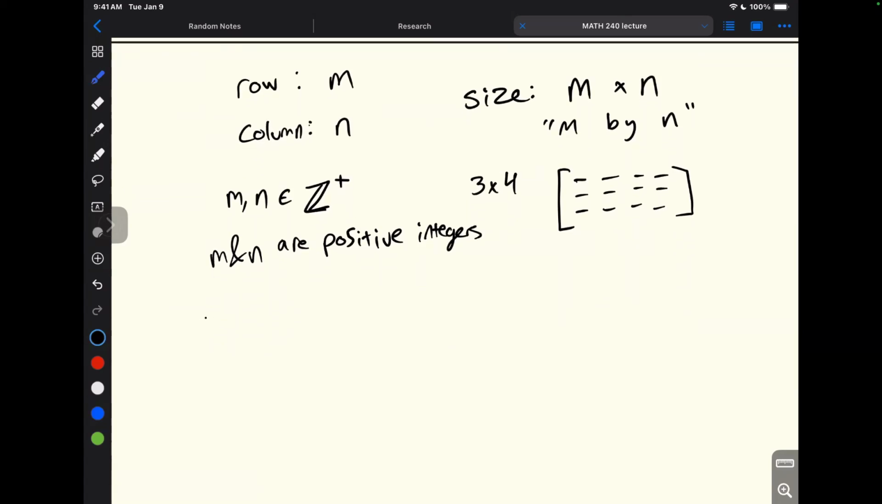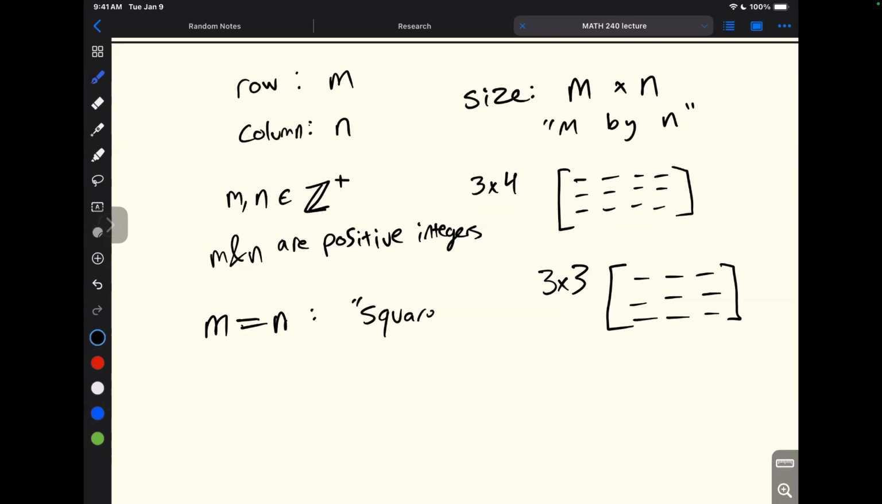It's a lot of definitions today to get us all on the same page. This is a case where we have 3 rows, 4 columns. What if we had a 3 by 3 matrix? When m is equal to n, we call it a square matrix, which kind of makes sense, right? A square is when it has equal length and width. If we've got an equal number of entries in the rows and the columns, then it's a square matrix.